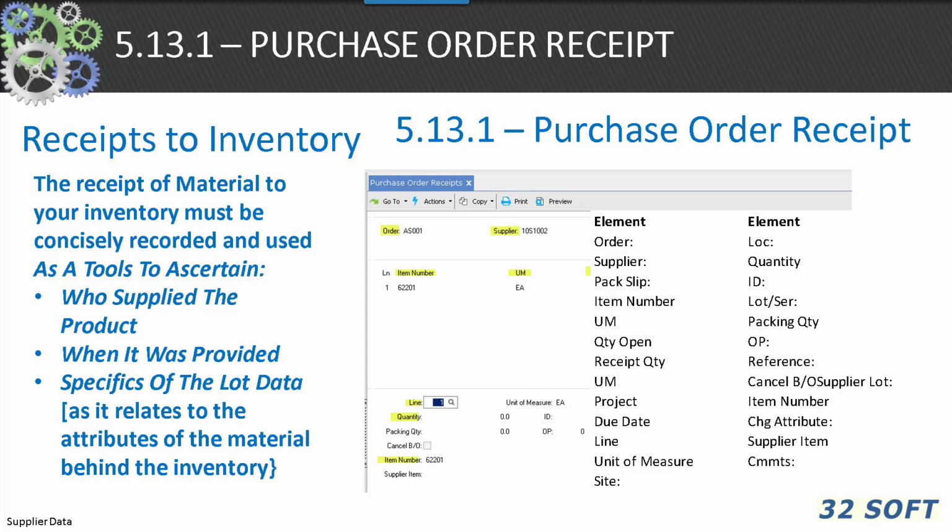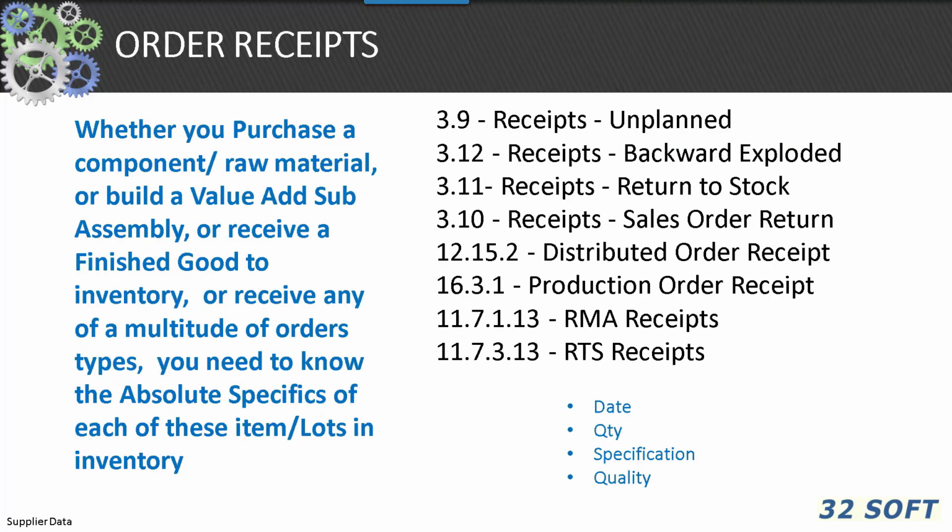Receipts of material to your inventory must be concisely controlled and used as a tool to ascertain who supplied the product, when it was provided, and specifics of lot data. This is going to relate to the attributes of the material behind the call.